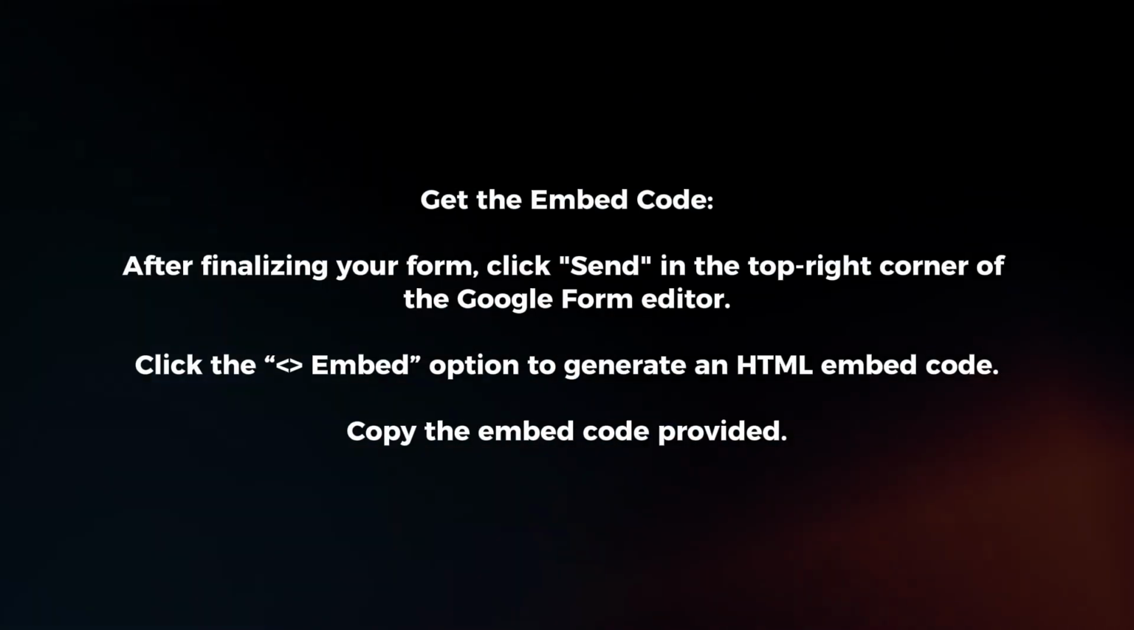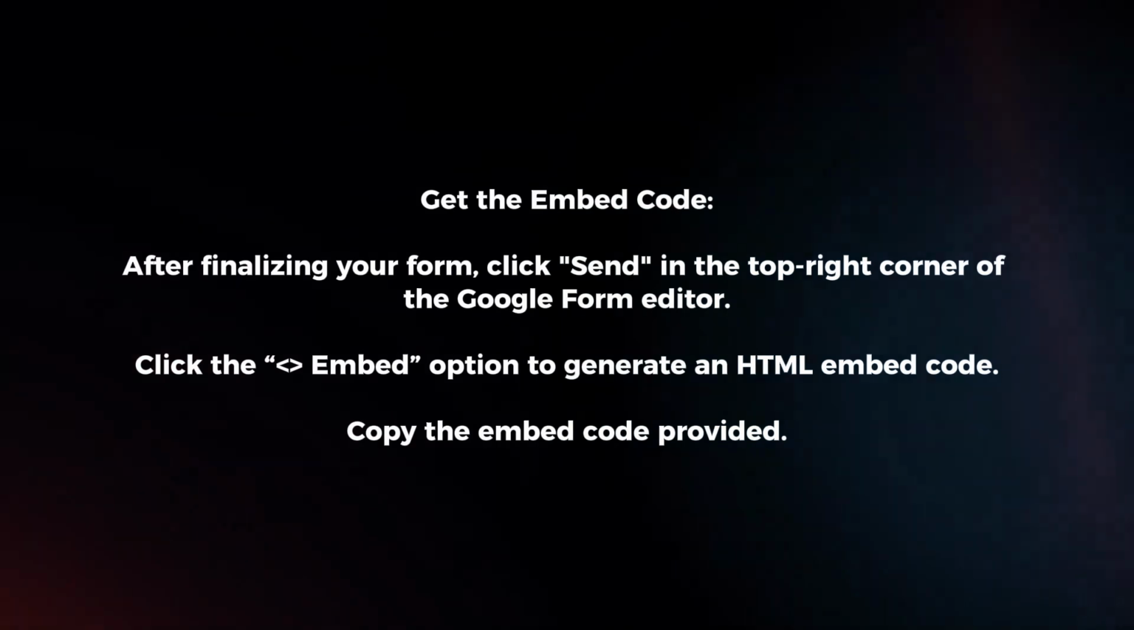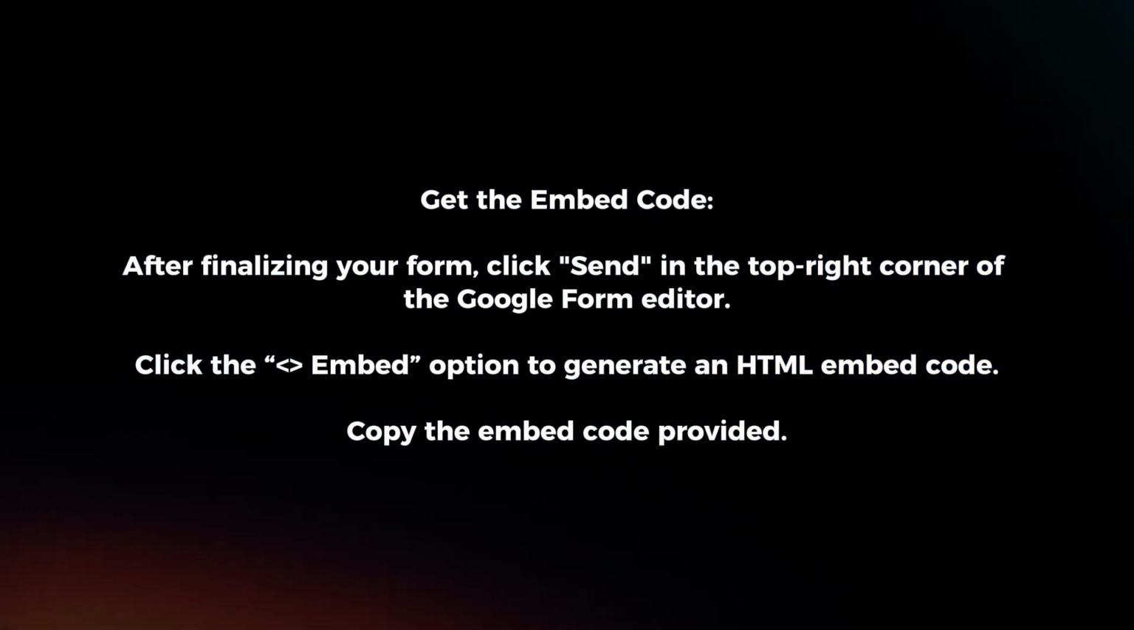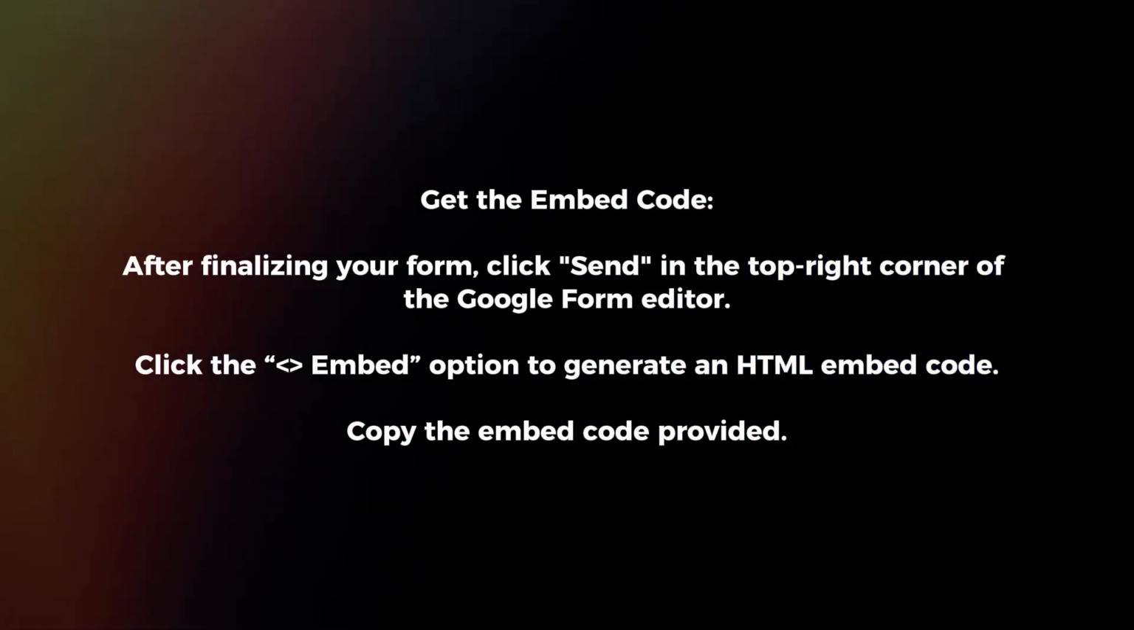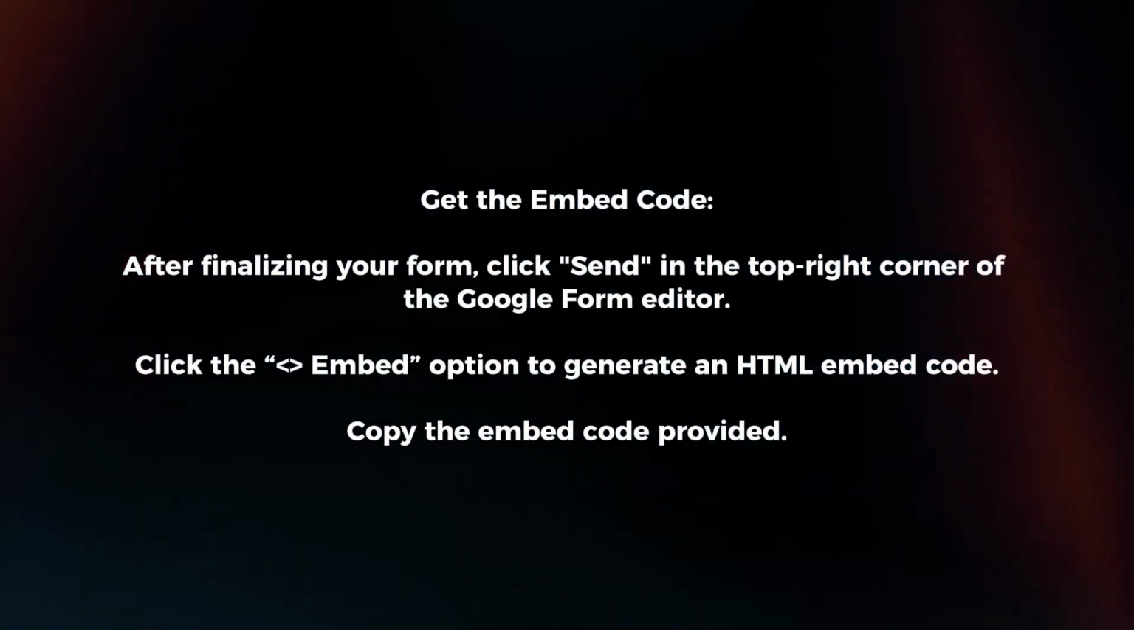Get the embed code. After finalizing your form, click Send in the top right corner of the Google Form Editor. Click the Embed option to generate an HTML embed code. Copy the embed code provided.